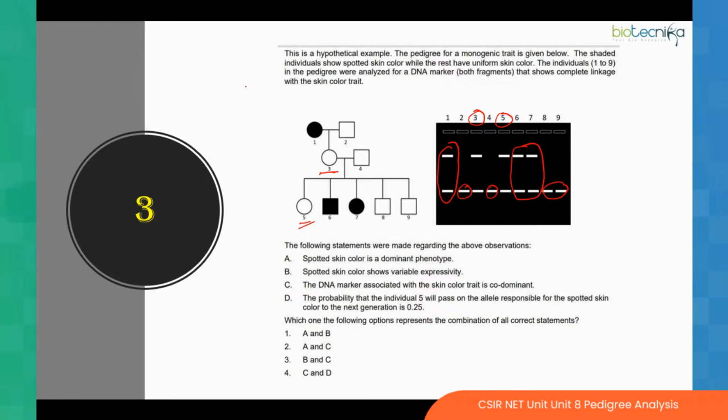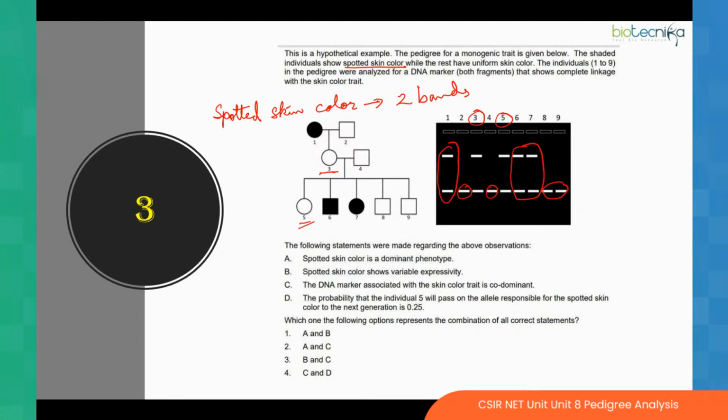Okay. So this particular spotted skin color, what is the band pattern for spotted skin color? So we see that the individual who has the potential to produce spotted skin color will have 2 DNA bands. Okay. So individual 3 and individual 5, since they have these 2 DNA bands, they should be having spotted skin color. Okay. But still they are not showing the phenotype.